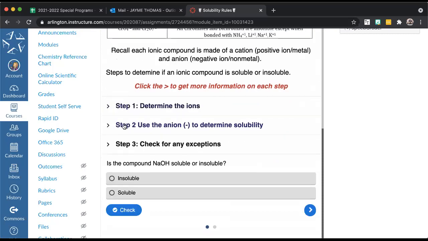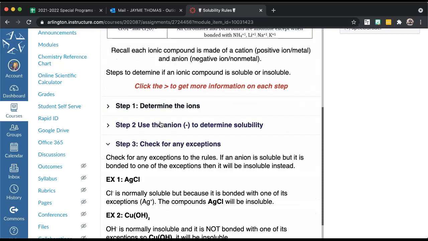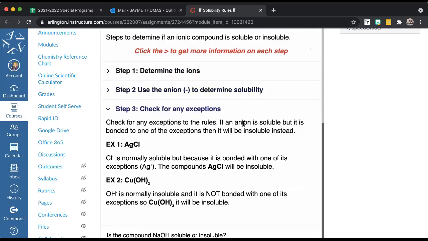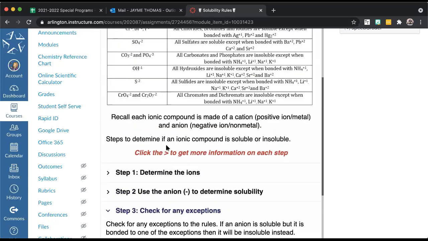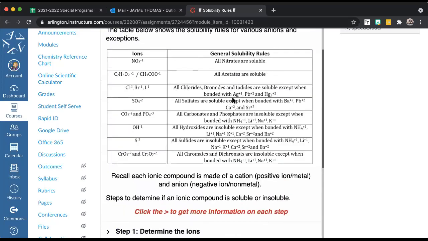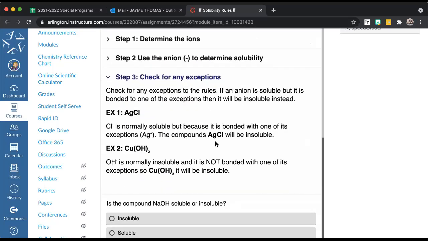And then the last thing you want to do is check for exceptions, because if they have exceptions, that might change it. If an anion is normally soluble, but it's bonded to an exception, it'll be insoluble. And then the reverse is true. If normally it's insoluble, but it's bonded to an exception, that makes it soluble. So for AgCl, we said on step two, chloride's normally soluble, but it's bonded with silver, Ag. And if I go back up here, silver, Ag, right here, it's one of the exceptions. So AgCl will be insoluble, because that silver is one of the exceptions for chloride.